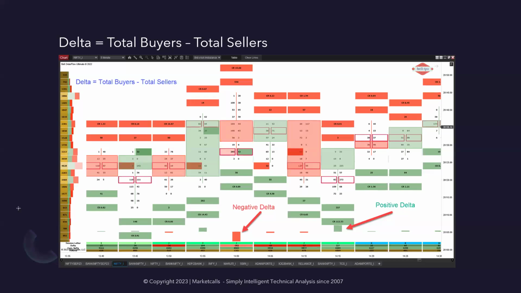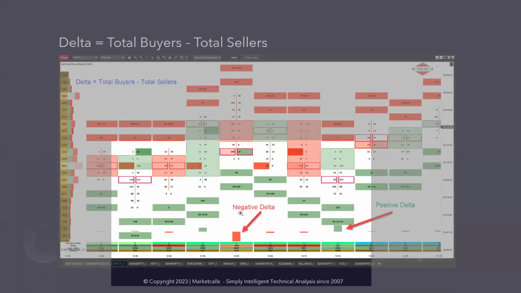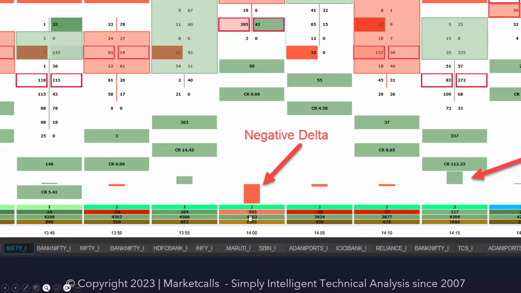Maybe I'll zoom in and show you. If you go to this particular candle, the 2 o'clock candle, you can see the number is 503. What it signifies is that in that particular candle, there are 503 more aggressive sellers who placed market orders compared to the buy orders. So the delta shows the aggression of the market participants. How aggressive it is, we'll mostly be able to see from the delta activity and also the delta candles.